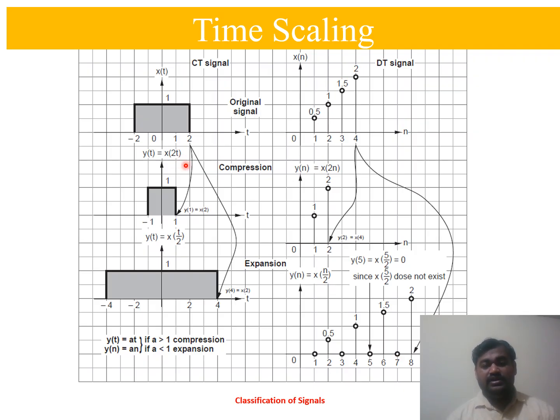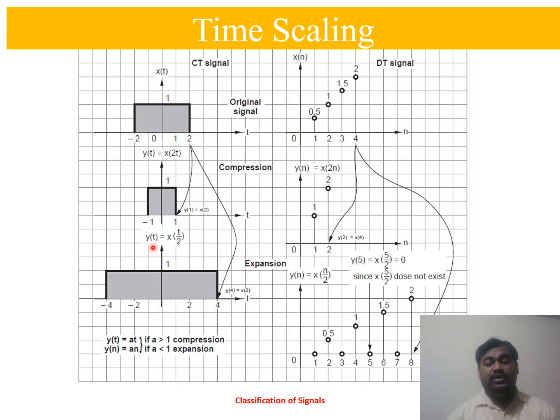If you substitute t equal to t by 2, this will become x of t. So divide the time axis by 2. If you divide the time axis by 2, minus 1 becomes minus 1 by 2, 0 stays 0, and 1 becomes 1 by 2. So the signal compresses.